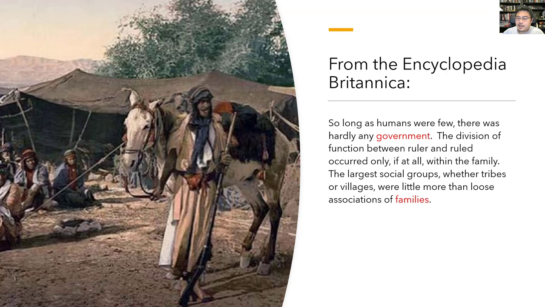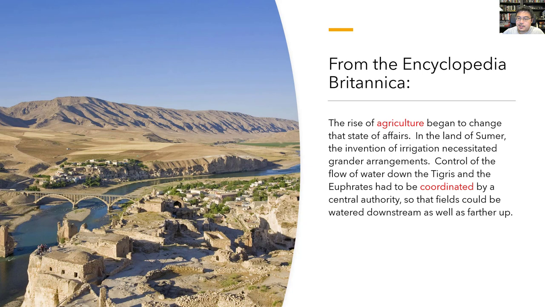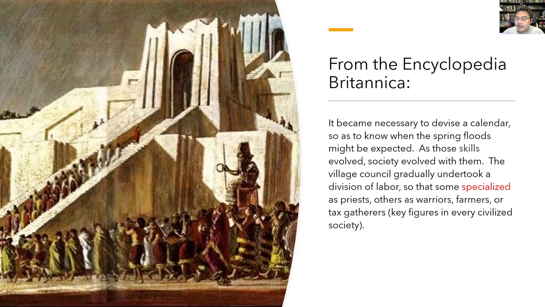The rise of agriculture began to change that state of affairs. In the land of Sumer, the invention of irrigation necessitated grander arrangements. Control of the flow of water down the Tigris and the Euphrates had to be coordinated by a central authority, so that fields could be watered downstream as well as further up. It became necessary to devise a calendar so as to know when the spring floods might be expected. As those skills evolved, society evolved with them. The village council gradually undertook a division of labor so that some specialized as priests, others as warriors, farmers, or tax gatherers, who are key figures in every civilized society.